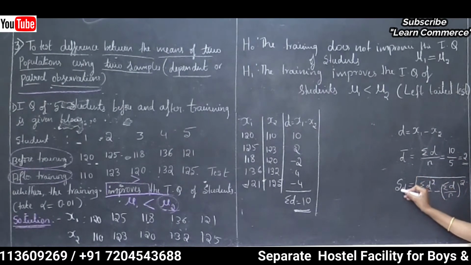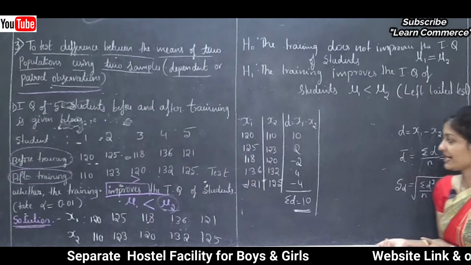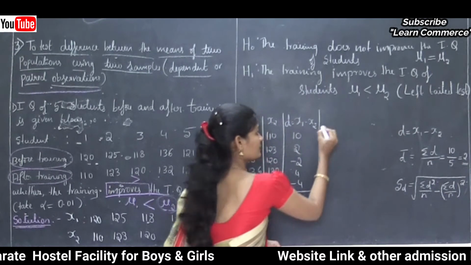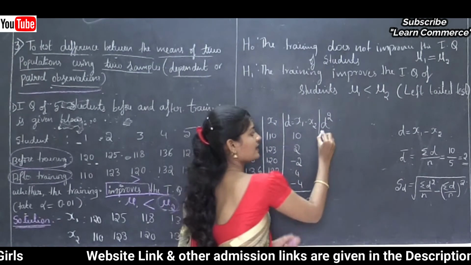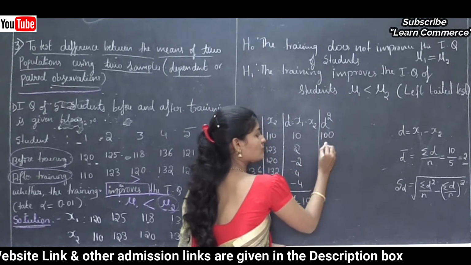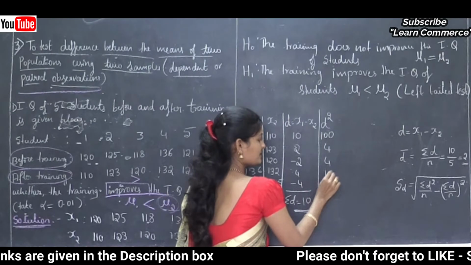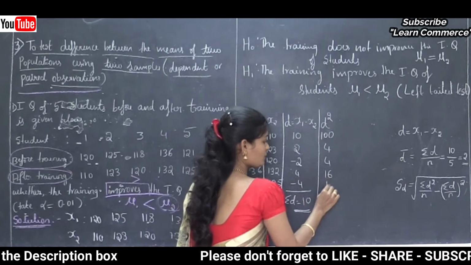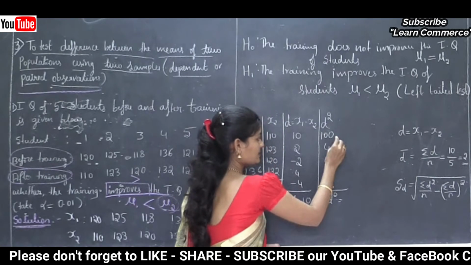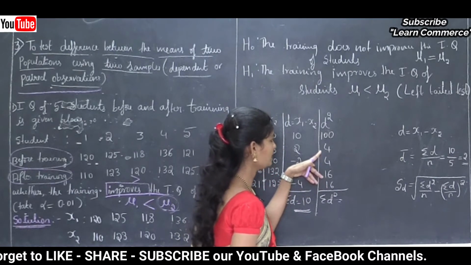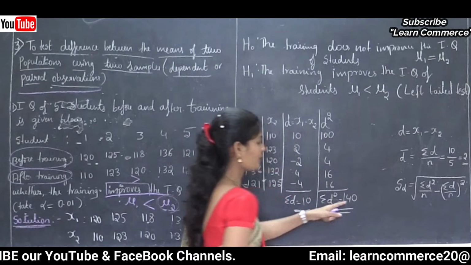Next, to calculate the standard deviation we need D square. What is D square? 10 square is 100. Then 2 square is 4. Minus 2 square is 4. 4 square is 16. And minus 4 square is 16. Then the sum of D square is 20, 40, plus 100, 140. So here we got the sum of D square.